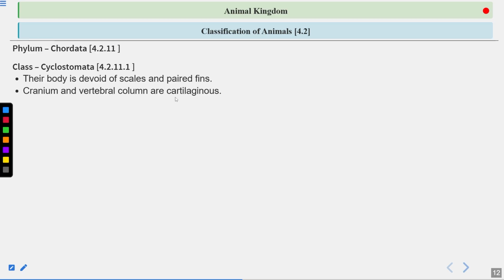Cranium and vertebral column are cartilaginous. See this. Generally the cranium, meaning the covering of your brain region, the skull part, is made up of bones. In the case of bony fishes, Osteichthyes, it is bone. But in the case of cyclostomata, they have the cranium and vertebral column made up of cartilage.